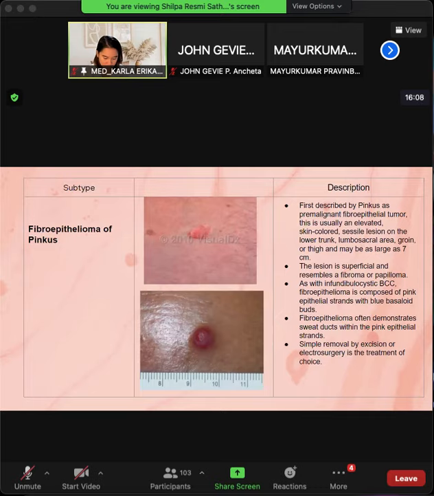So, fibroepithelioma of Pinkus. First described by Pinkus as a premalignant fibroepithelial tumor. This is usually an elevated, skin-colored, sessile lesion on the lower trunk, lumbosacral area, groin, or thigh, which may be as large as 7 centimeters. The lesion is superficial and resembles a fibroma or papilloma. Like the infundibulocystic BCC, fibroepithelioma is composed of pink epithelial strands with blue basaloid buds. Fibroepithelioma often demonstrates sweat ducts within the pink epithelial cell strands. Simple excision or electrosurgery is the treatment of choice. Next slide, please.